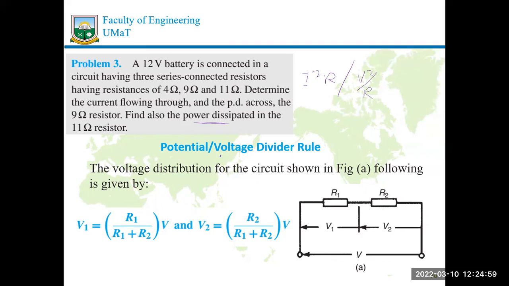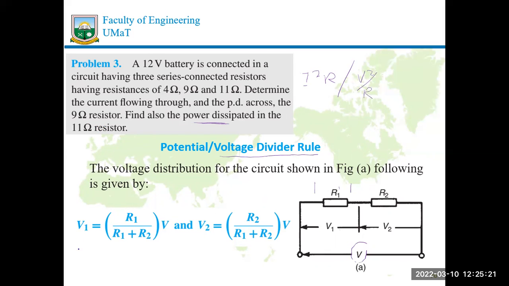So we have something called the voltage divider rule. What this rule does is it helps us find the individual voltage drops in the cases where we know the total voltage across the set of resistors and the individual resistances of the resistors.